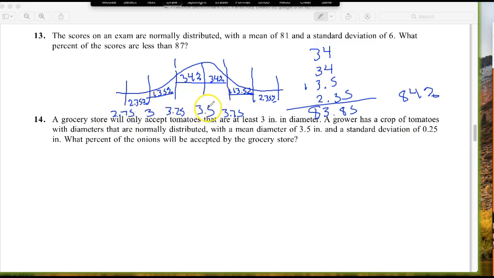Okay, so from here, I have a 3.25 and then I have a 3, but anything below it's not going to accept. So I want all of these percentages up here. I don't want anything below here. So we just add up all these percentages. I want the tomato to be at least 3, which would be here in my normal distribution curve. So all of these values and above. So I'm going to add up 13.5% should fall here, 34%, 34%. So all of these will work, all of these are going to be bigger. I don't even have to see what these values are. I know they're bigger than 3.